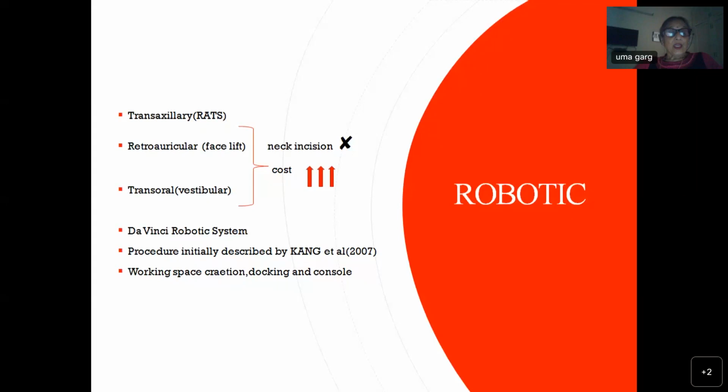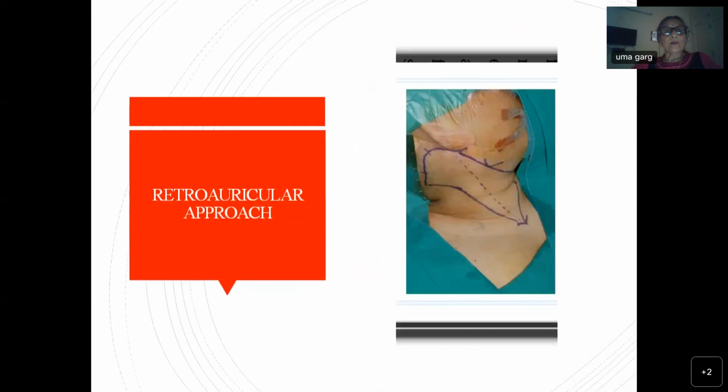And the robotic system uses Da Vinci. This procedure was initially described by Kang et al. in 2007. In this case, there's a special setting of the workspace, docking by the robot, and the surgeon works on the console. Now this is about the retroauricular approach.